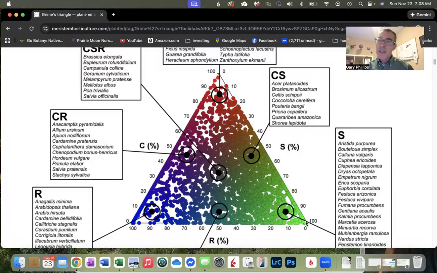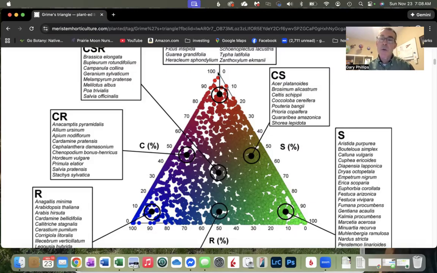This corner is the S corner, stress tolerators. The plants that are located down here, this list, tolerate stress. So a drought condition, animal browse, these plants survive that condition well.